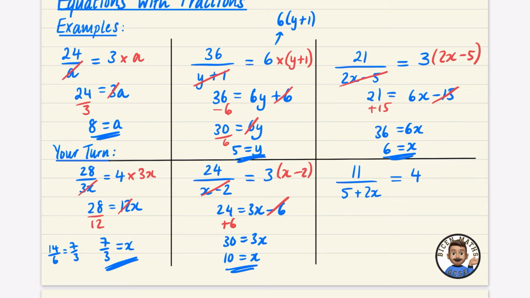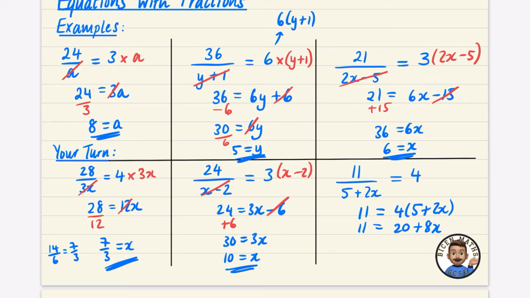Okay, this one, I might not do any of the red stuff. I might just write down what I would do. That 5 plus 2x is going to move up to the other side. So it's going to move up like this. I'll then expand the brackets, so that's 20 plus 8x. I'm going to subtract 20. So I'm subtracting 20 like this, but I said I was going to do it without writing this down.